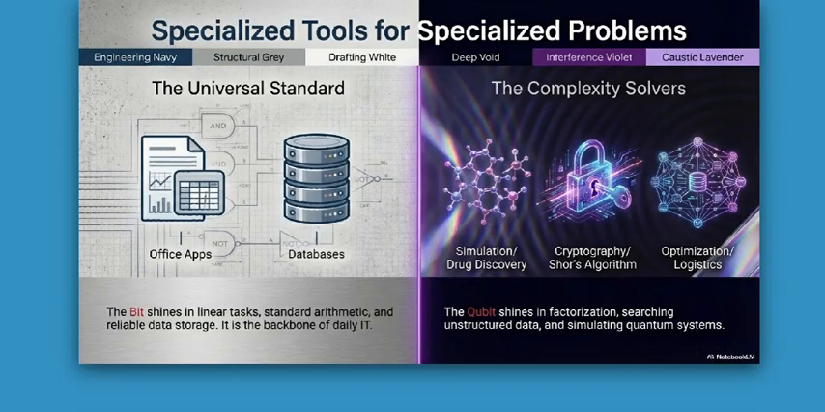So drug discovery is a major play here. Huge. It will revolutionize medicine. Also cryptography, specifically Shor's algorithm. I've heard of that one. It threatens to completely break our current global encryption standards by factoring huge prime numbers almost instantly.